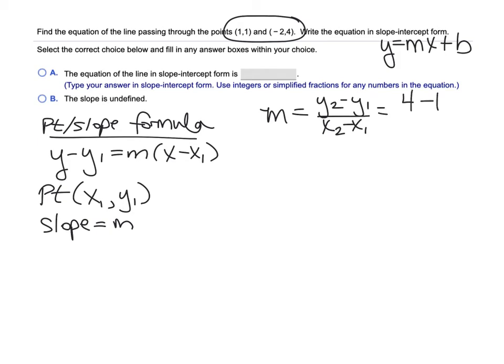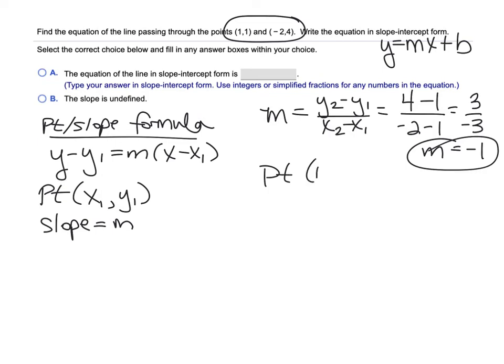We have 4 minus 1 over negative 2 minus 1. I get 3 over negative 3, which is negative 1. That makes it nice. My slope is negative 1. And now to plug it into the point-slope formula, we need the slope and we need a point, and you can pick either point that you want to. Why don't I just use (1, 1). We'll stick with the smaller numbers. So we have a point and we have a slope. Let's plug it in.